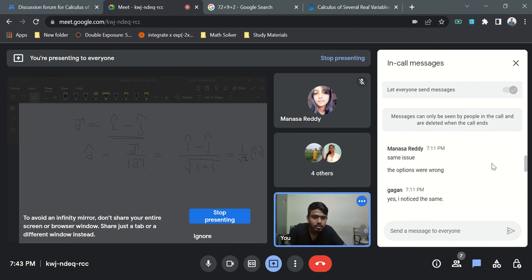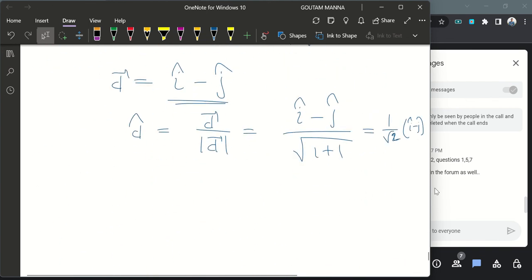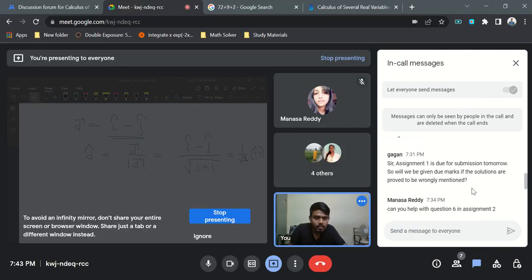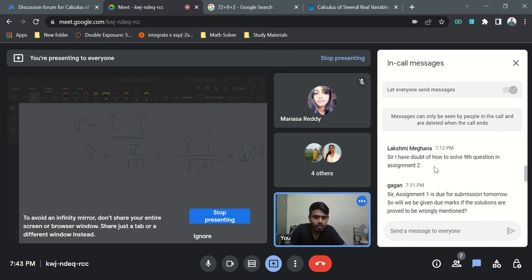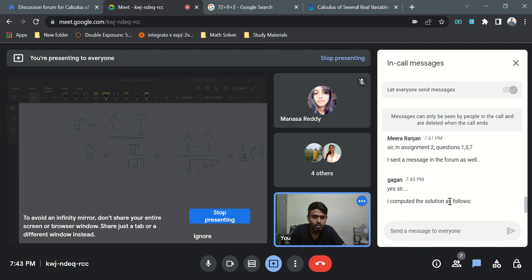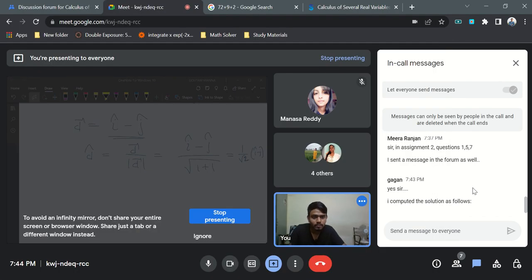Gagan, if you have any doubts regarding the solution, you can ask in the chat section. Okay, so some other people are asking me to solve assignment 2, I mean, questions from assignment 2, but I think assignment 2 is still due. So when the due date is over, I will solve them. If you have any doubts, then I will solve them.